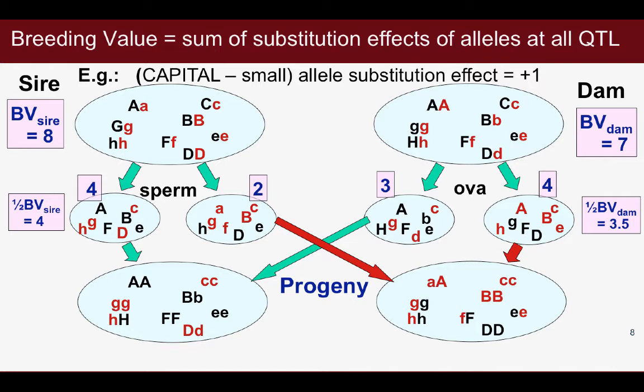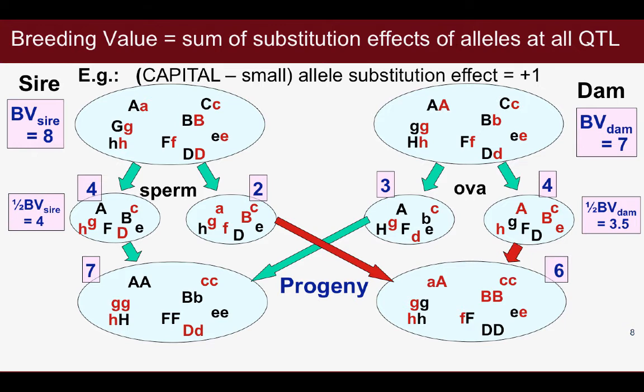The breeding value of individual progeny then is the sum of the genetic value of the parental gametes that combine to produce that progeny. So in this example, the breeding value of the first progeny is 4 plus 3 is 7, and the breeding value of the second progeny is 2 plus 4 is 6. This also illustrates an important concept, which is that progeny of the same parents don't have the same genetic value, because each progeny receives a random set of alleles from each parent. And these differences between progeny of the same parent are referred to as Mendelian sampling terms.